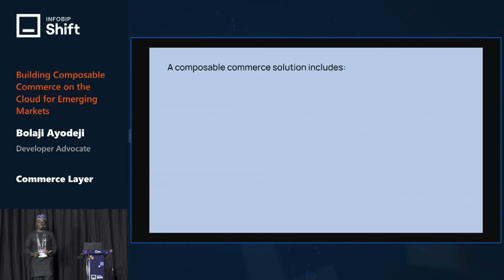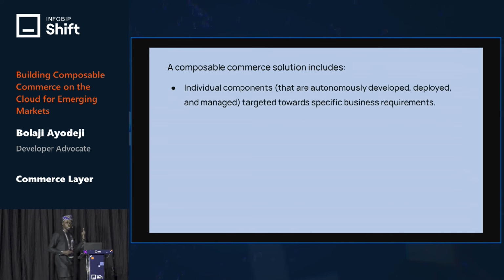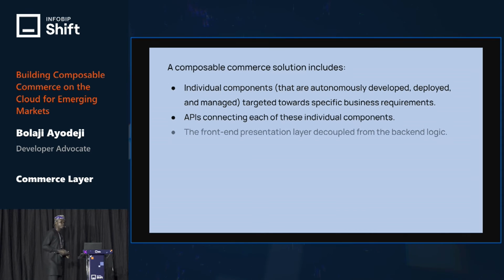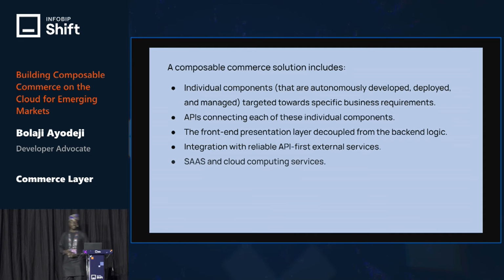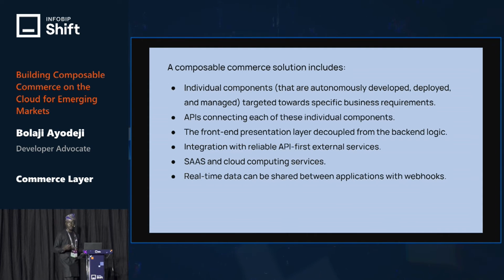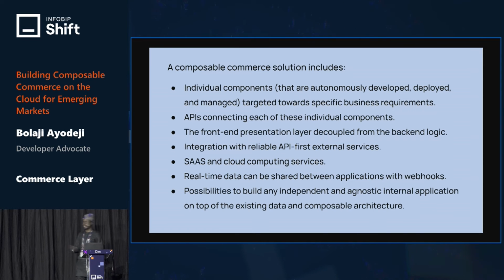Now, a composable commerce solution includes stuff like individual components that can be autonomously developed by your team or by any external service. You also have APIs connecting these individual components. You have the front-end logic decoupled from the business logic. You have integrations with any kind of API external service that you desire. You also can leverage cloud computing services. You can share real-time data using webhooks. You can build anything on top of your existing data. And that's the idea behind having a composable and modular system.